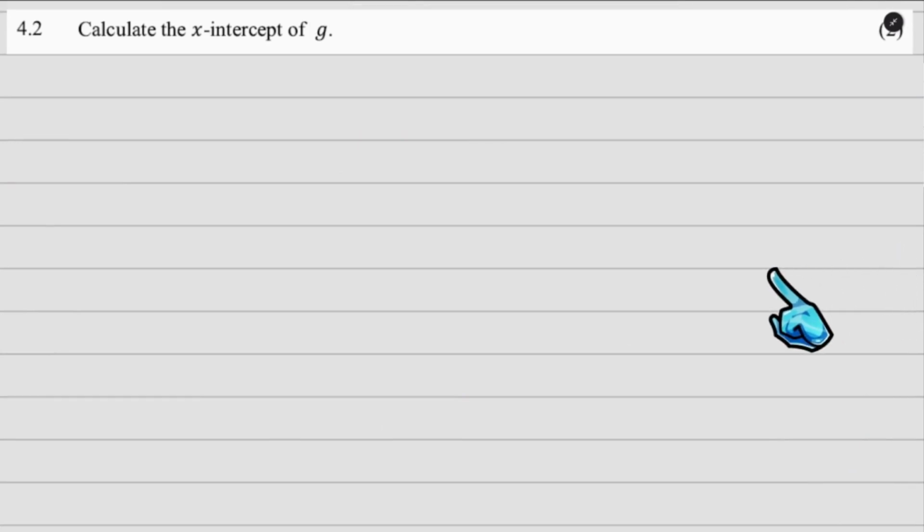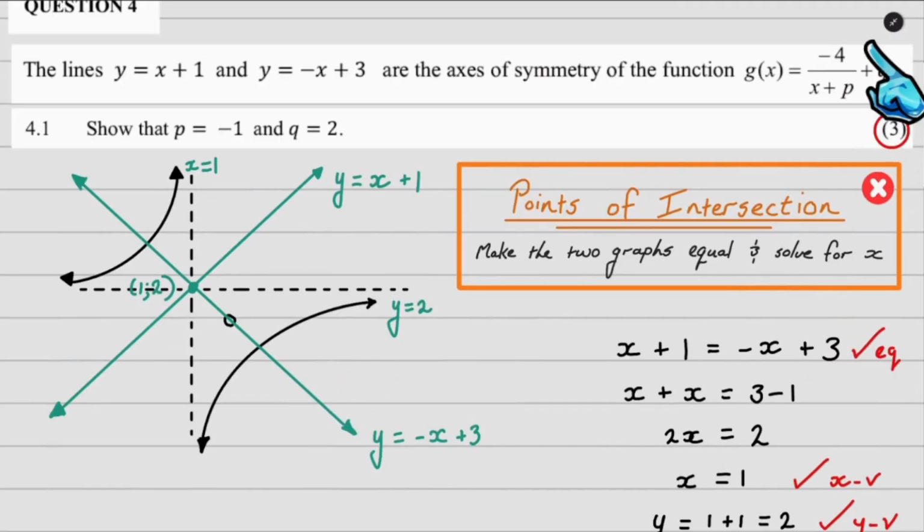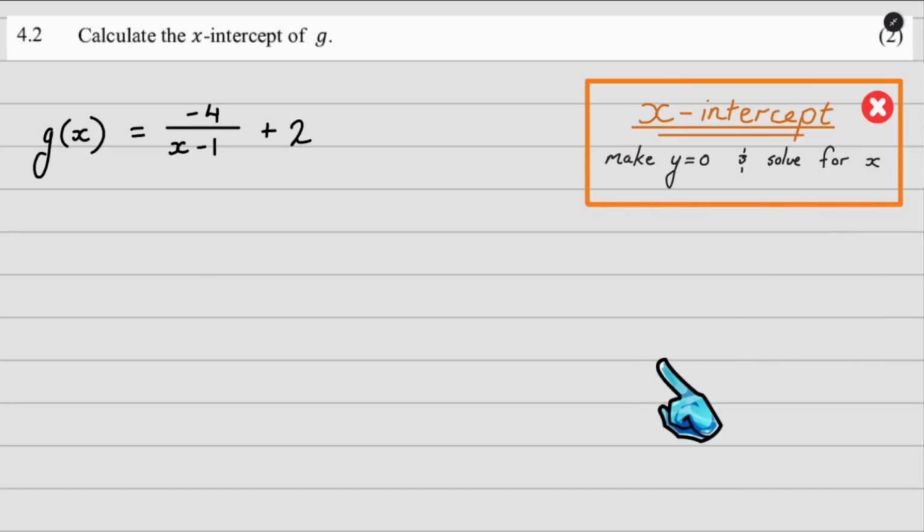Now we have to get the x-intercept of g. I'm going to need the equation to do that, so if I go back up, I'm going to grab this equation, but I'm going to fill p and q into this equation. Then to get the x-intercept, you've got to remember a small rule: you make y equals 0 and solve for x. This g of x here is a placeholder for y, so we can just go ahead and change that to 0. Then I want to get this fraction on its own so I can cross multiply. So I'm going to take that 2 over and it becomes negative 2.